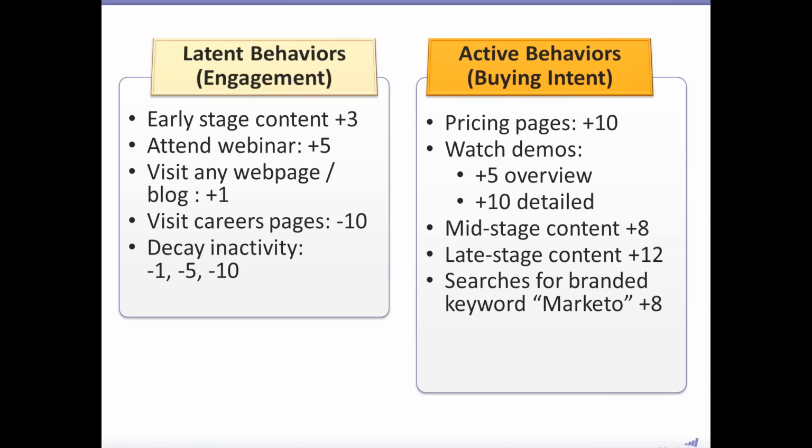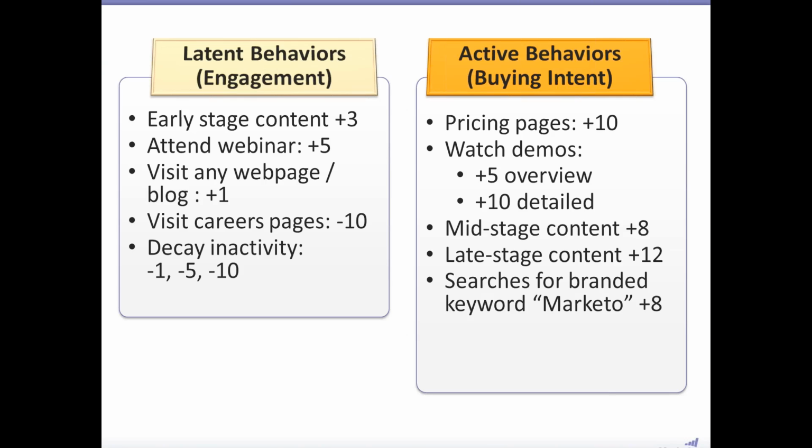Now, where do you get the information from a marketing automation system to do this kind of scoring? Well, the demographic, the fit stuff, tends to come from a form fill out or from data augmentation. But the behavior, the engagement and the buying intent tends to come from tracking people's behaviors. We track latent behaviors like downloading early stage content or reading a blog, which shows engagement. And if they don't do anything after a while, we might decay their score.